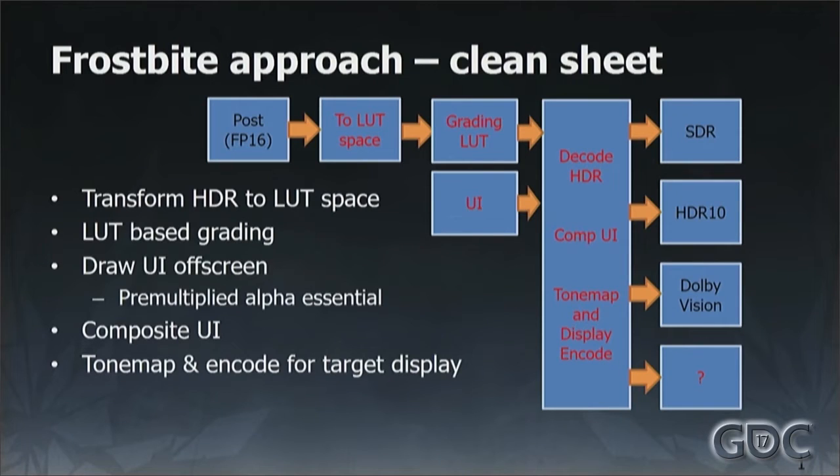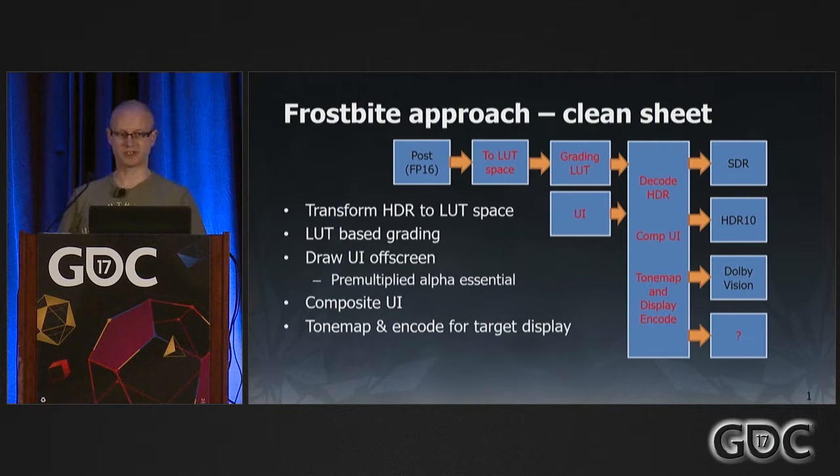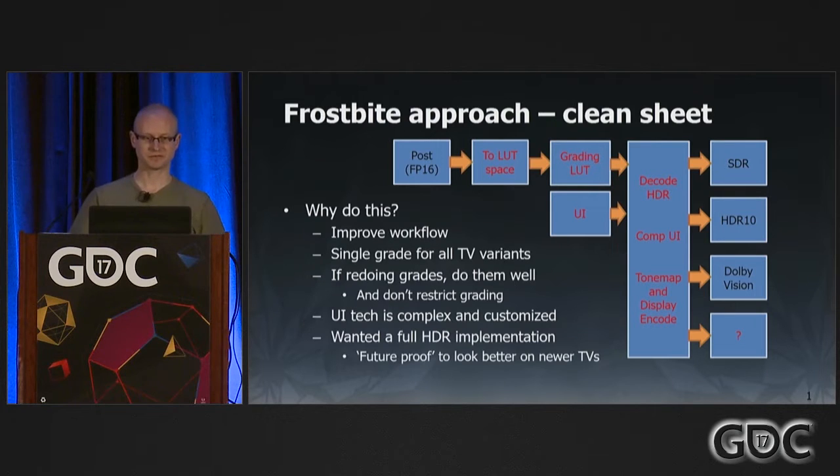We went clean sheet, and I'm very lucky that we got to do this. So what we do is we transform our linear data after all post-processing into a dedicated space for grading. We'll do an HDR grading LUT. We then draw our UI to an off-screen buffer, and it's essential to use pre-multiplied alpha if you do this. Then we'll run effectively a scan-out shader, which is the last pass in the frame, where we take the HDR data, decode it, take the UI, decode that, composite them all together, and then tone map and encode for our target display. And that means that we can then target pretty much any standard that's out there. You could tone map for SDR, or you could tone map to HDR, or any new standard that comes along.